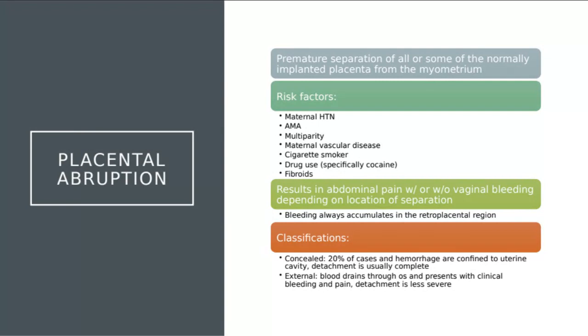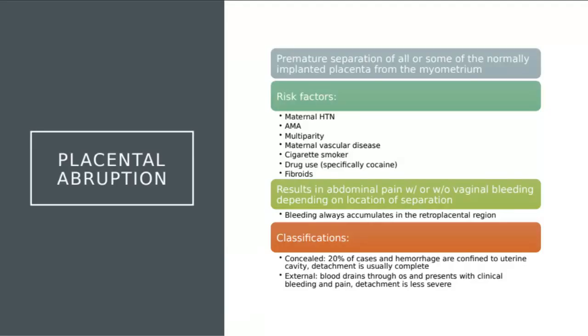Depending on the location of the separation, and the classification of the separation as well, bleeding is always going to accumulate in the retroplacental region. So behind the placenta, between the placenta and the myometrium, we're always going to see blood accumulating. Now, clinically, whether or not you have that vaginal bleeding is going to determine your classification. We can either have a concealed placental abruption or an external placental abruption, and that name is going to give it away. If it's concealed, it means that you don't have any vaginal bleeding happening.